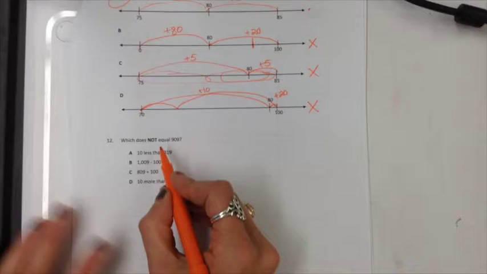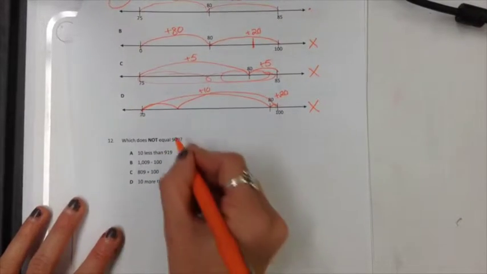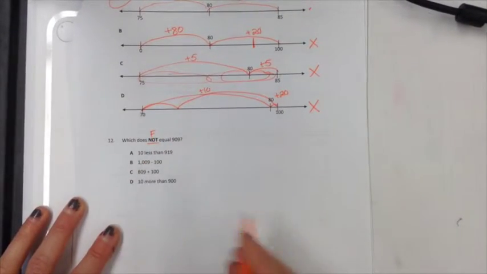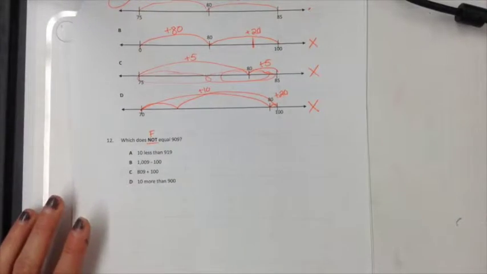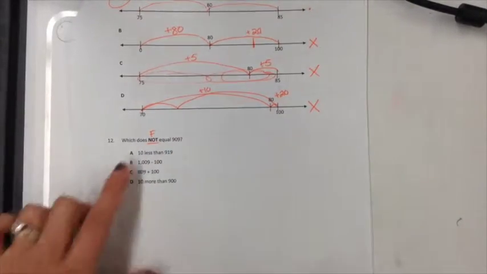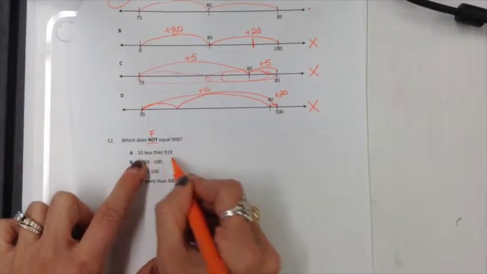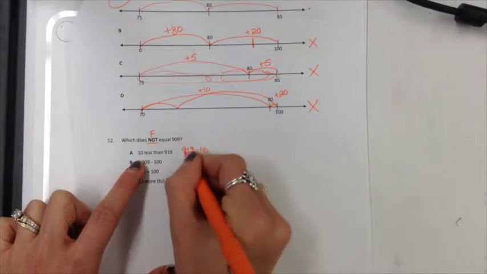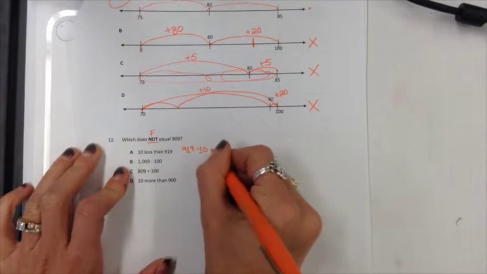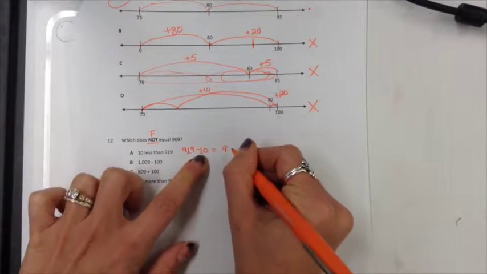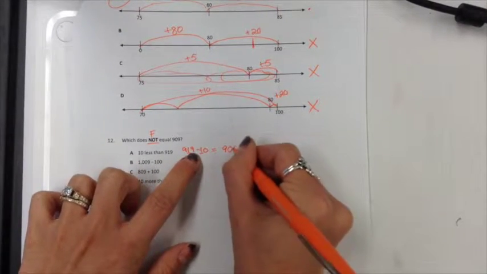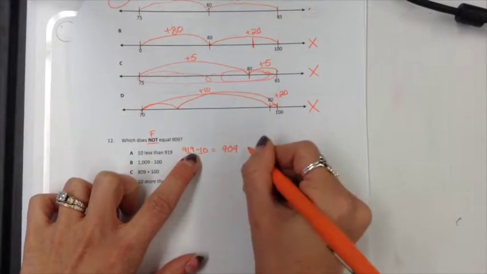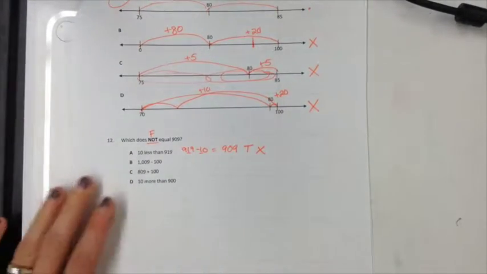Number 12, which does not equal 909? Not means false. So we're going to go through and decide if it's true or false, 909. And our false will be our answer. 10 less than 919. That means 919 minus 10. I'm only changing the tens place. So 900, 1 minus 1 is 0. I didn't change my ones place at all. 909. That's true, but it's not our answer.